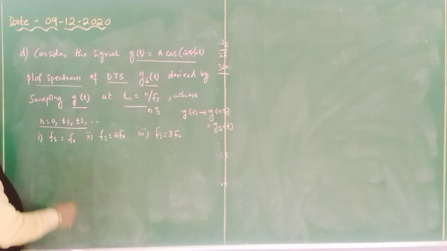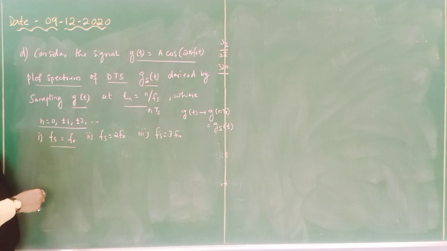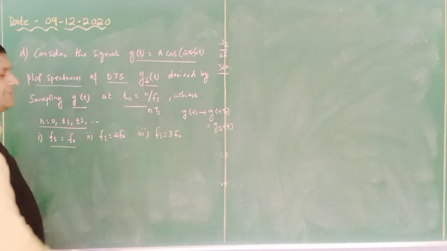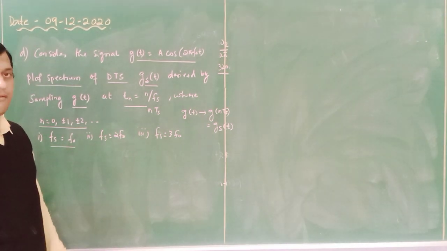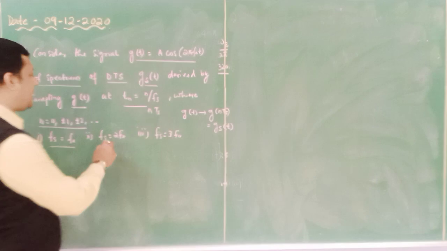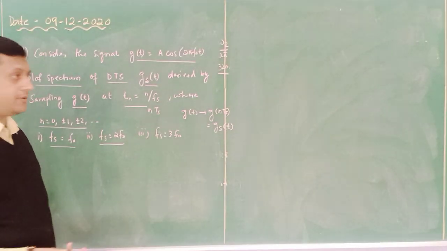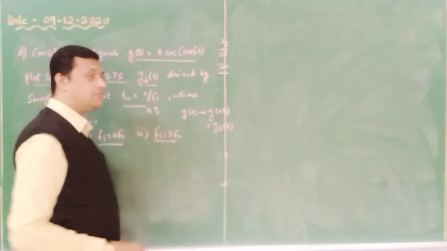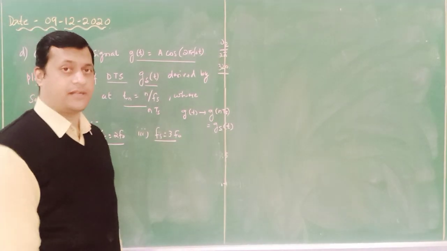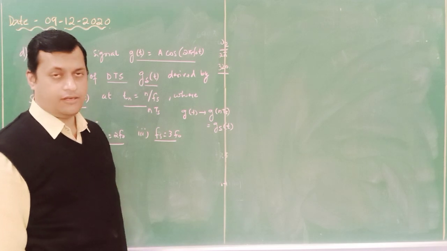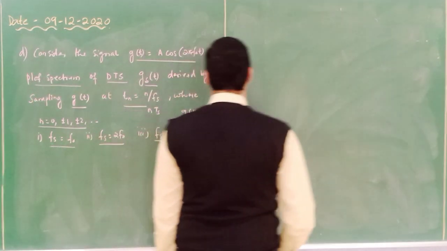Now the question is: if the sampling is done at fs equal to f₀, meaning the sampling frequency is the same as the given frequency, how will the spectral components be? If the sampling is done at twice f₀, what will the spectral components be? Even if fs is equal to thrice f₀, what will my spectral components be? These are the fundamental questions which may come in your exam. So step by step we will see.